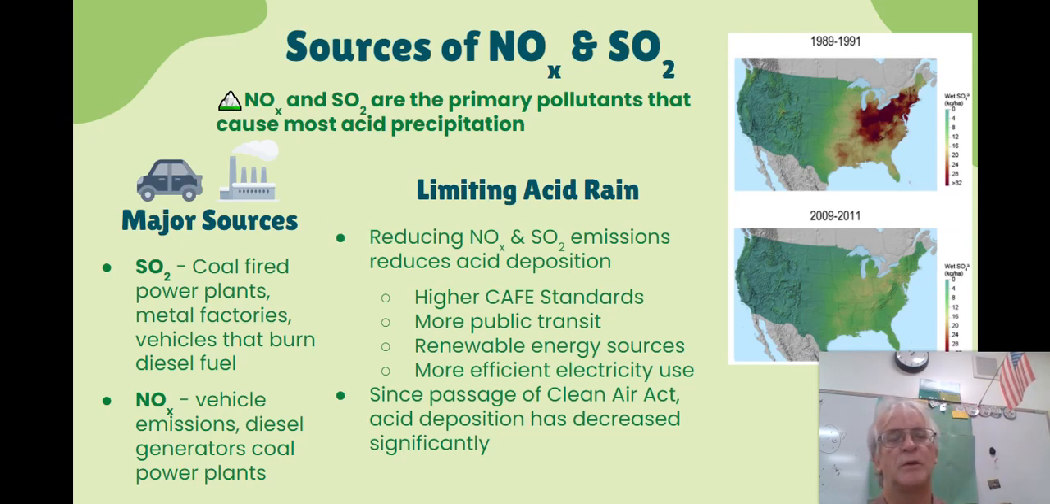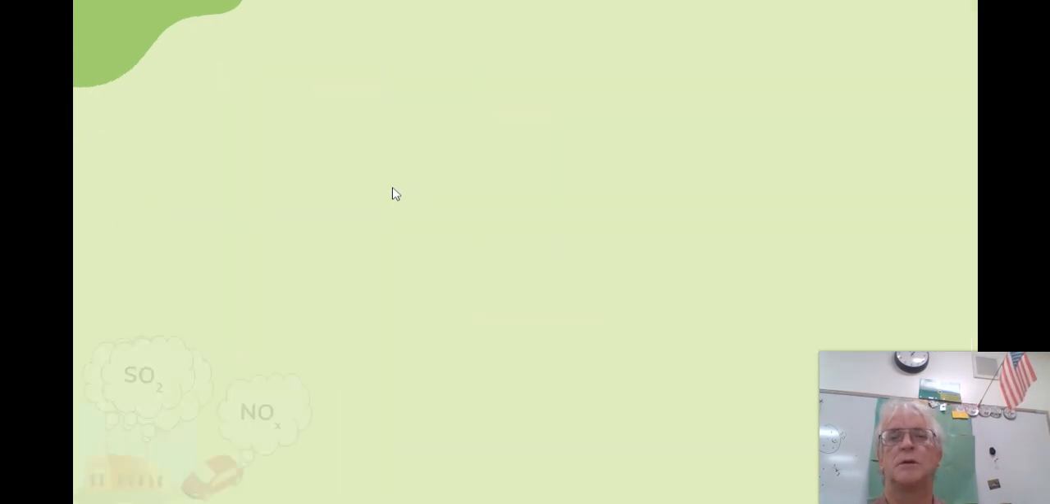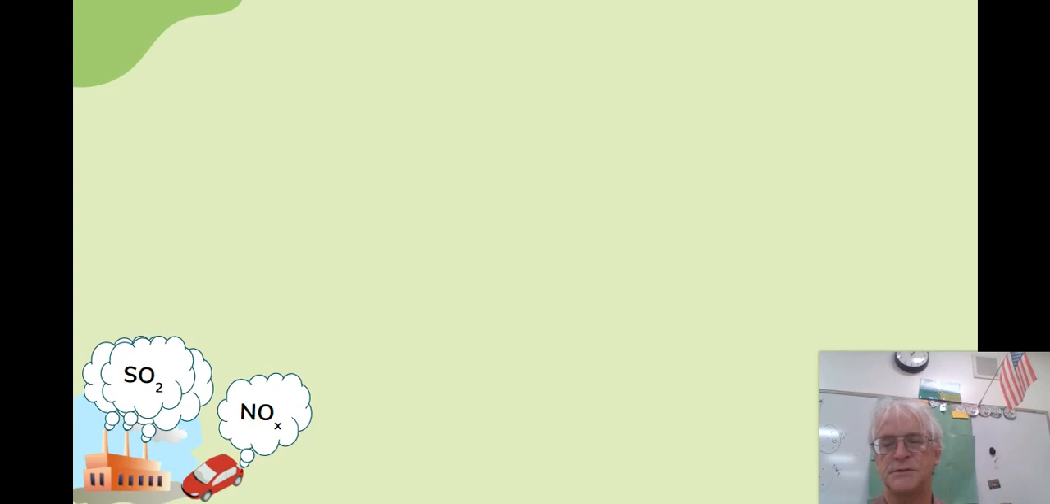We have higher car standards for the industry that builds the cars, we use more public transit, and we use more efficient electrical sources, such as wind, solar, and so forth. Since the passage of the Clean Air Act, acid deposition has greatly decreased. So how does it come about?